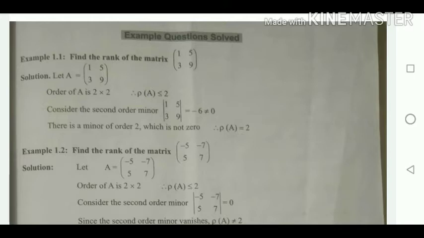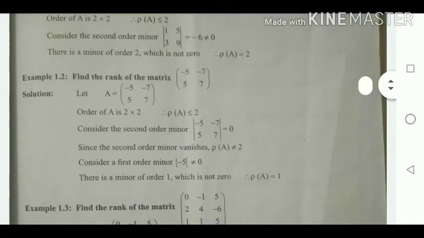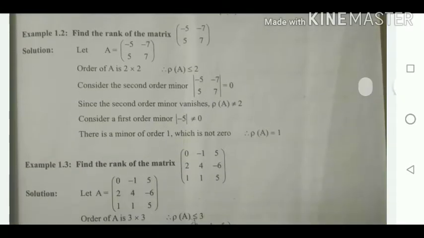Okay, next we are going to see example 1.2. Find the rank of the matrix minus 5 minus 7 5 7. Let A equal minus 5 minus 7 5 7. Here also the order is 2 into 2. That is, order is nothing but the rows and columns. Here there are 2 rows as well as 2 columns. Therefore the order is 2 into 2.